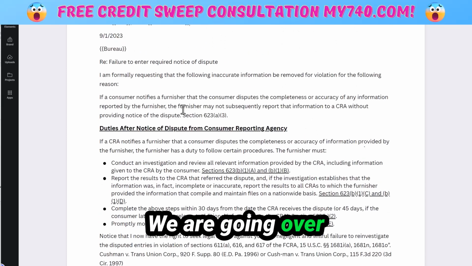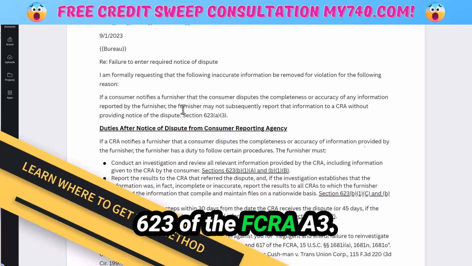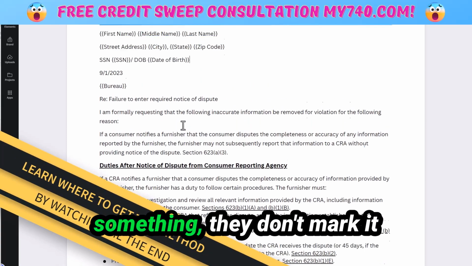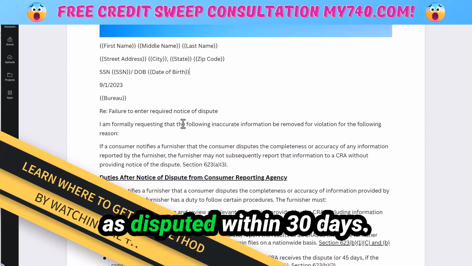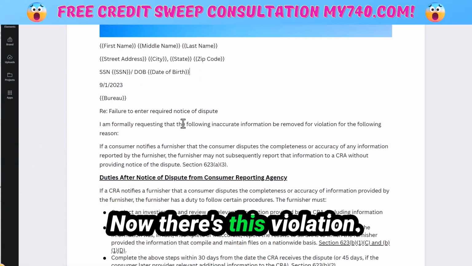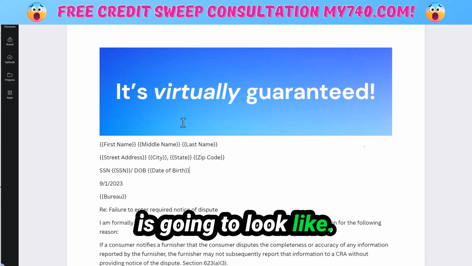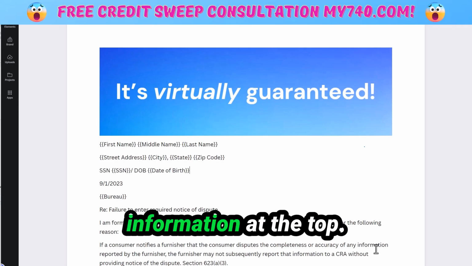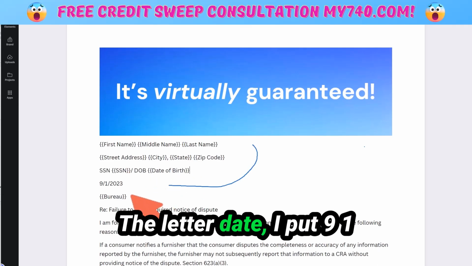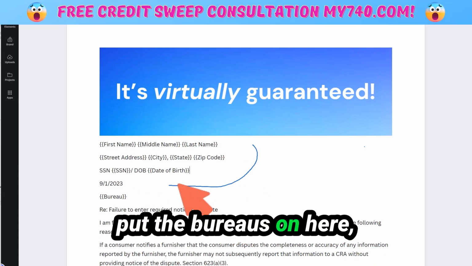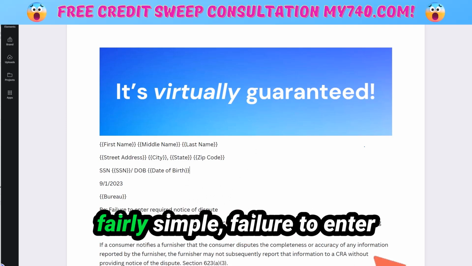We are going over 623 of the FCRA A3. Okay. So this is when you dispute something, they don't mark it as disputed within 30 days. Now there's this violation. Most consumers get this wrong. So this is what your letter is going to look like. Okay. So you're going to put your personal information at the top, the letter date. I put 9/1 because I created this letter yesterday. You're going to put the bureaus on here, and then the rest of it is fairly simple.